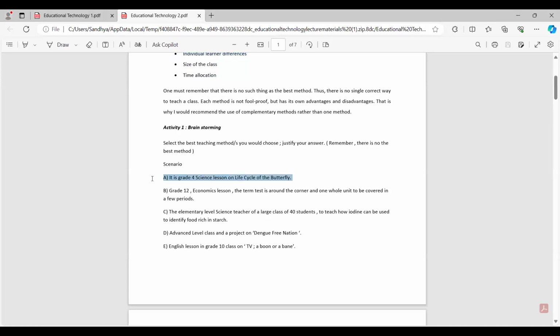Now here letter A. It's a grade 4 science lesson on life cycle of the butterfly. You will select which method? Lecture method, demonstration method, discussion method, project method, flip method. What will you actually select here? Grade 4 science lesson on life cycle of the butterfly. Now think that you have to actually teach a grade 4 class the life cycle of a butterfly. What kind of a method can you use?